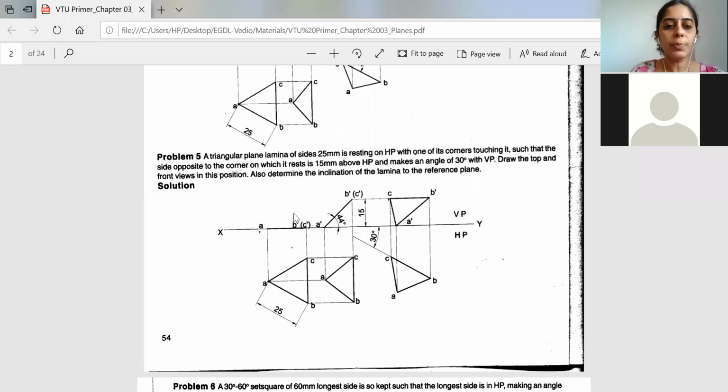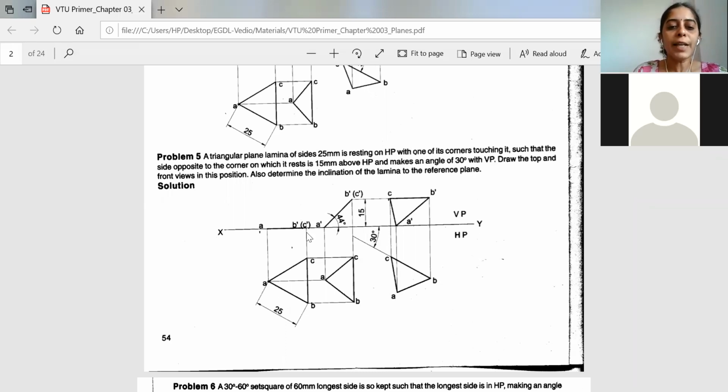After this, what is being told? They haven't given the inclination with respect to HP, but they have told that the side opposite to the corner is resting 15 mm above HP. Whenever you have the location of a point 15 mm above HP, in projection of points you used to take 15 mm above the XY line. Similarly, take 15 mm above the XY line and draw a locus.